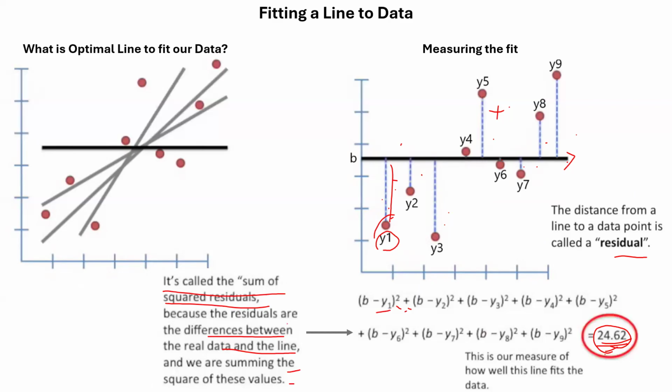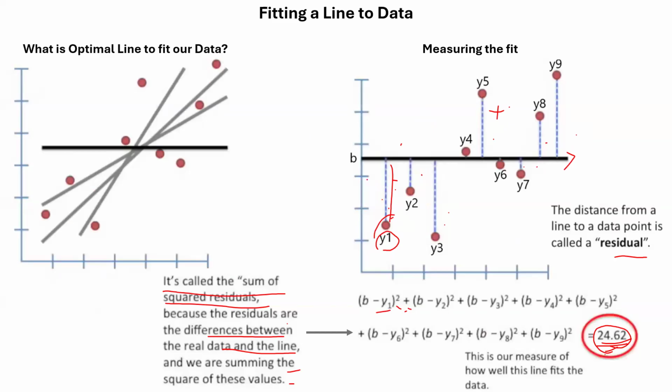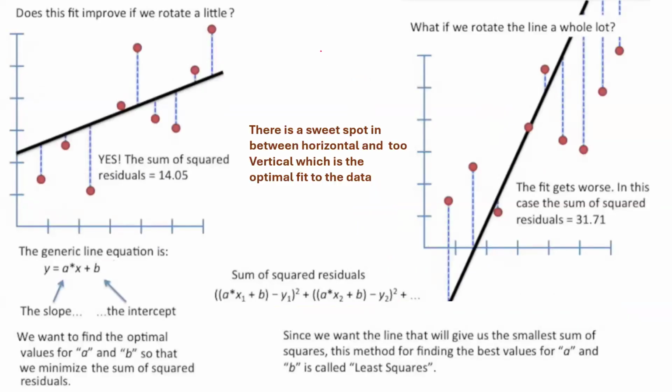Similarly, we calculate the sum of squared residuals for the mean, and we also calculate the sum of squared residuals for every other line. And whichever line has the smallest sum of squared residuals, we call that the best fitting line to the data. Okay. Now this is the mean, right? Now I rotated the line a bit. Okay. I rotated the line, and what I got for the sum of squared residuals is 14.05 in this case.